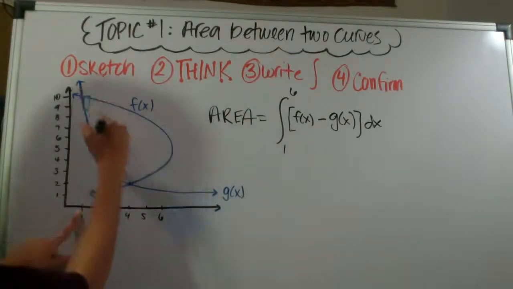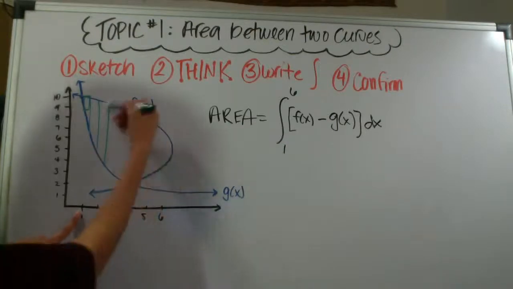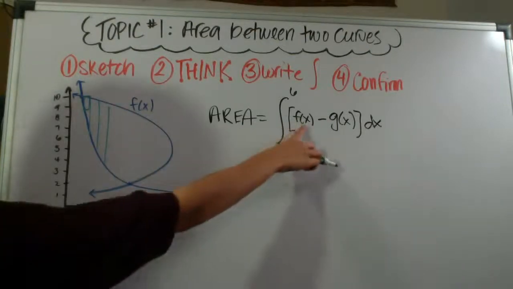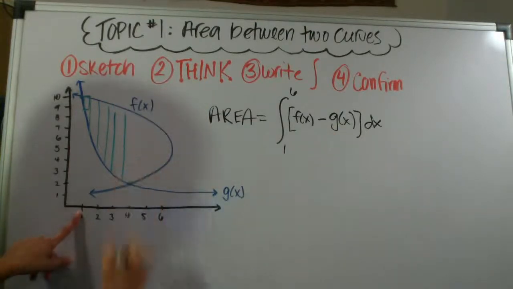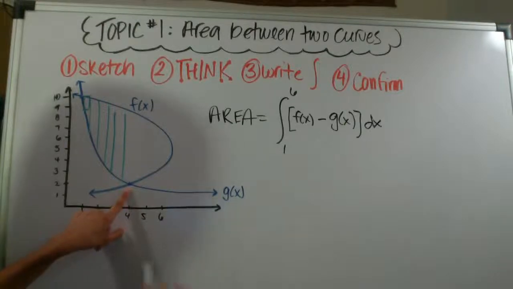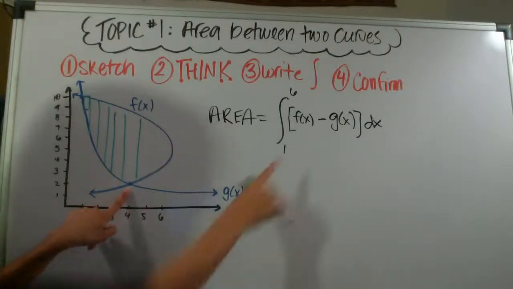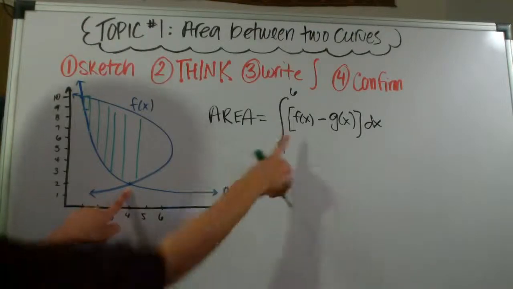So there would be another rectangle here, and here, and here, and each of these rectangles should go from f of x on top to g of x on the bottom, which all looks fine until right here. And here, my actual area is going to differ from the area that the integral is saying.